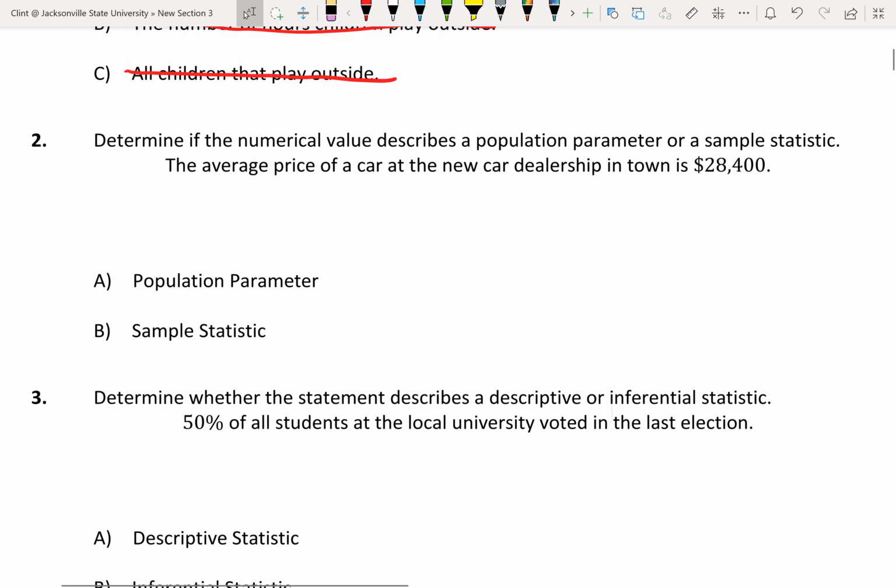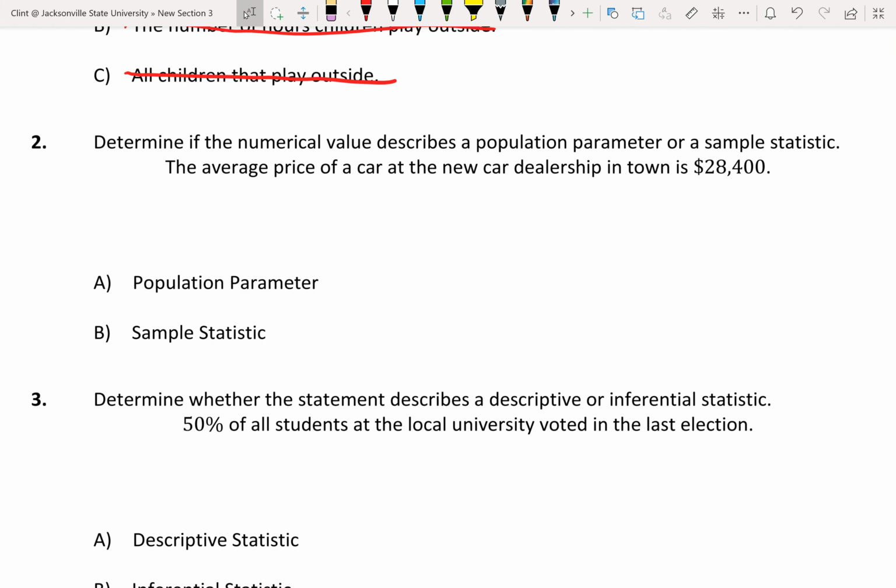Look at number 2. It says determine the numerical value describes a population parameter or a sample statistic. We're given the average price of a car at the new car dealership in town is $28,400. Okay. So this one would be a population parameter. That might seem a little tricky, but it doesn't tell us about taking a sample anywhere in there. If it said something like a sample of 58 vehicles at the new car dealership is taken and the average price is so much, then that would be a sample statistic. This one is telling us about all the cars at the new dealership, so it's not a sample statistic. Okay.